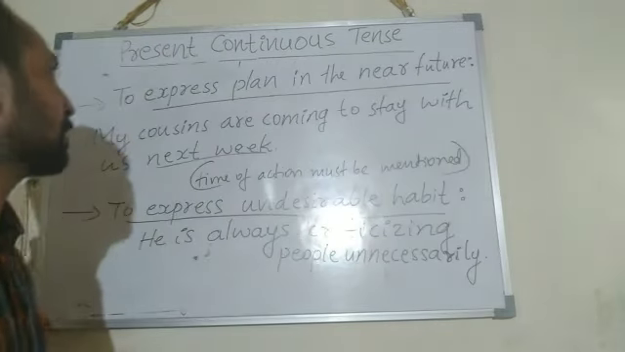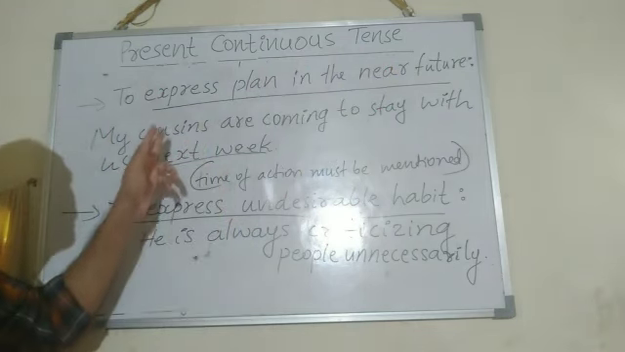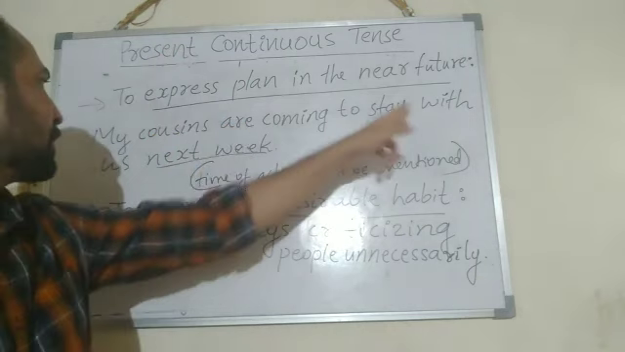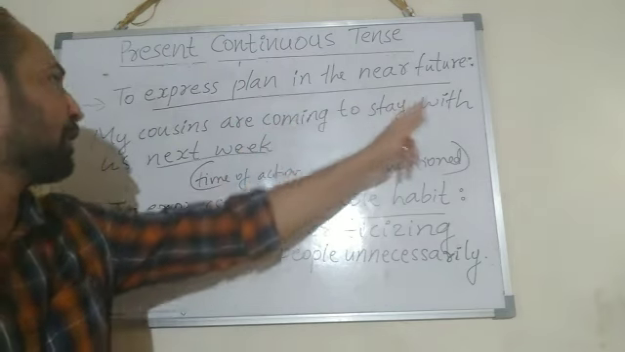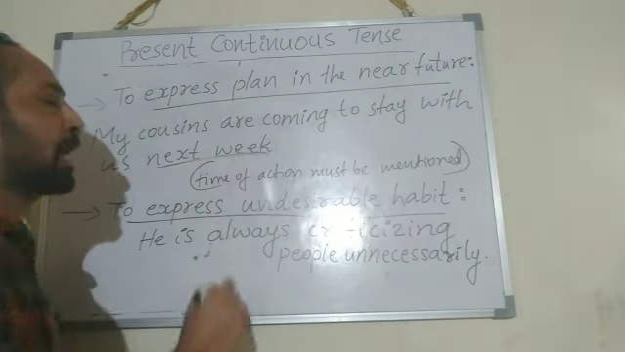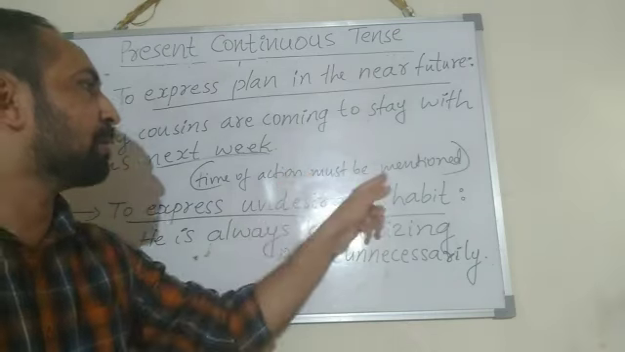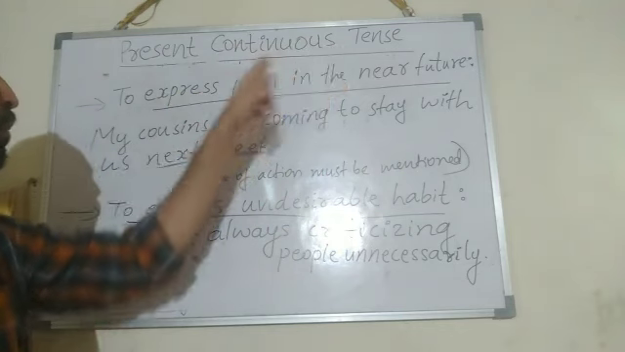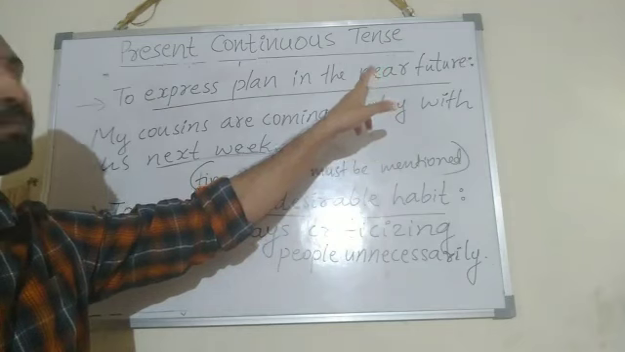Next, to express a plan in the near future, we also use present continuous tense. Example, my cousins are coming to stay with us next week. Here, the time reference, next week, must be given. The time of action must be mentioned when you use present continuous tense for planning in the future.